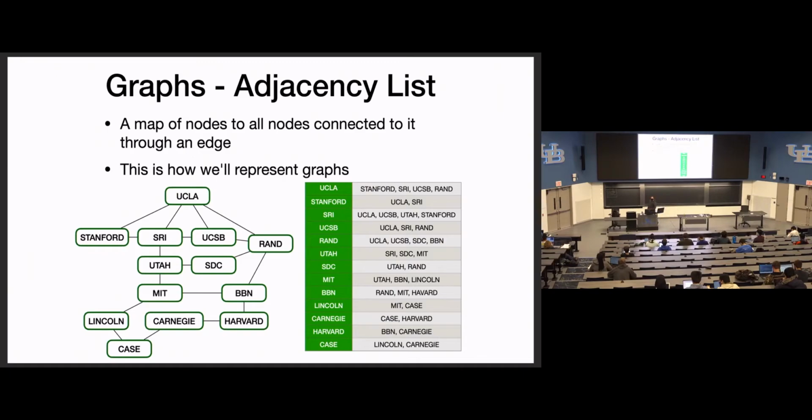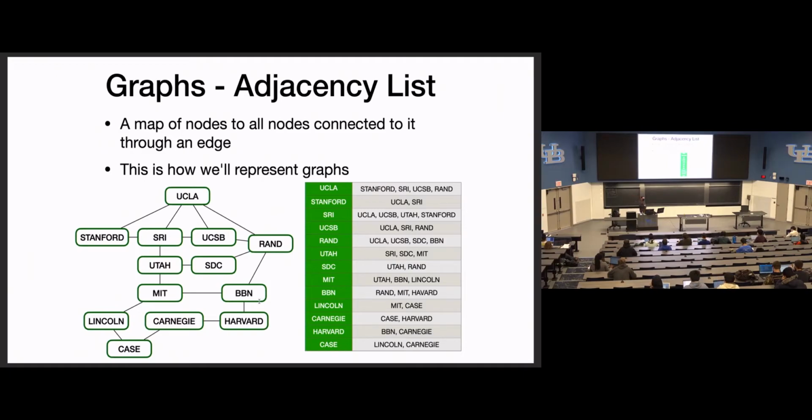The other option is an adjacency list. We're not going to talk about adjacency matrices in this class. We're going to talk about adjacency lists, which is often more efficient anyway, for sparse graphs especially. I got to define that now. A sparse graph is a graph where most of the possible edges are non-existent. So for example, UCLA could be connected to any other node. It's only connected to 4 out of all the possibilities. So this graph is fairly sparse.